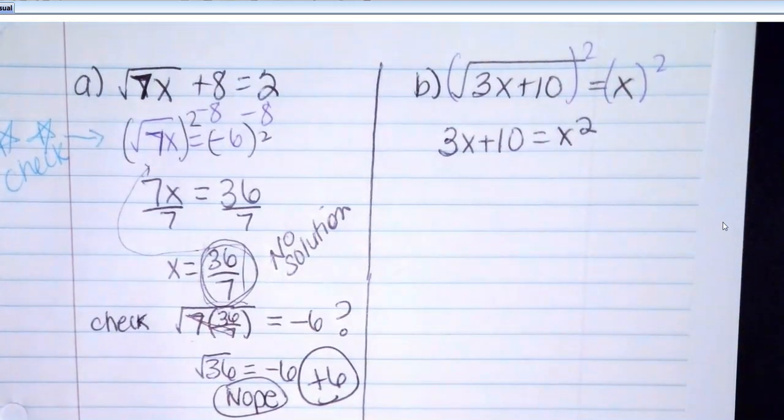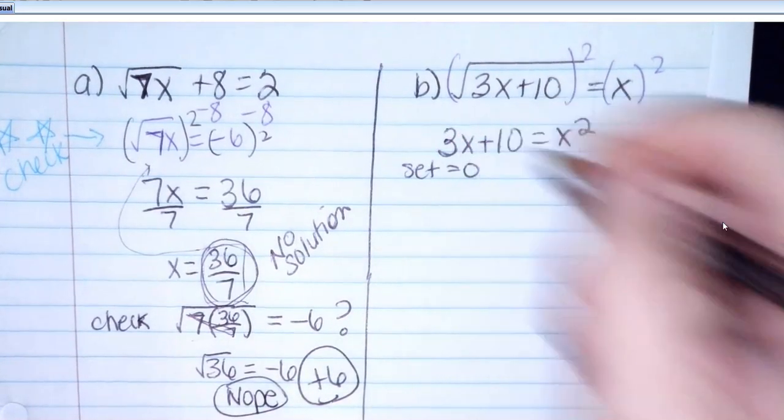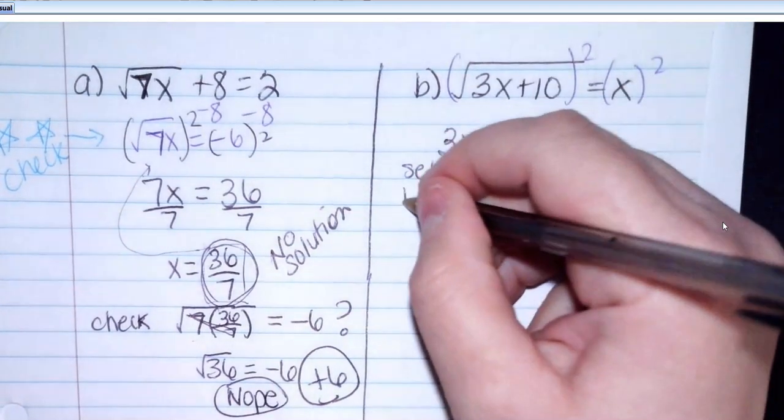Now, we haven't had a question like this, but what I want to have you do here is set this equal to 0, and here's what I would recommend.